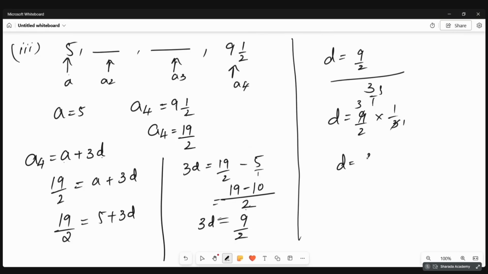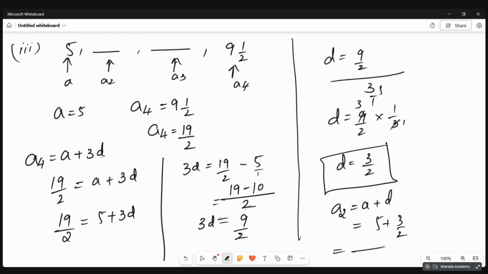So D is equal to 3 by 2. Okay. So second term is what? A2 is A plus D. So it is 5 plus 3 by 2. This is equal to 10 plus 3, 13 by 2.